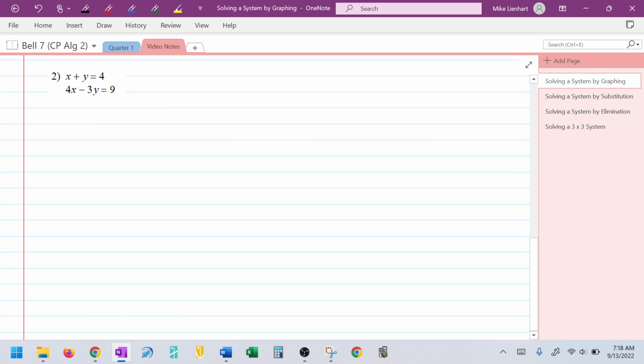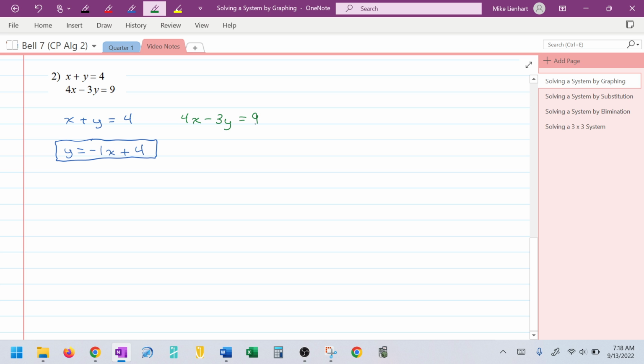Now, what about an equation like this? Well, I'm going to take the first equation, x plus y equals 4. I'm going to put it into our preferred graphing method, which is slope-intercept form. So I'm going to subtract x, and I have y equals -1x plus 4. This is the line that I'm going to graph for the first equation. The second equation is 4x minus 3y equals 9.